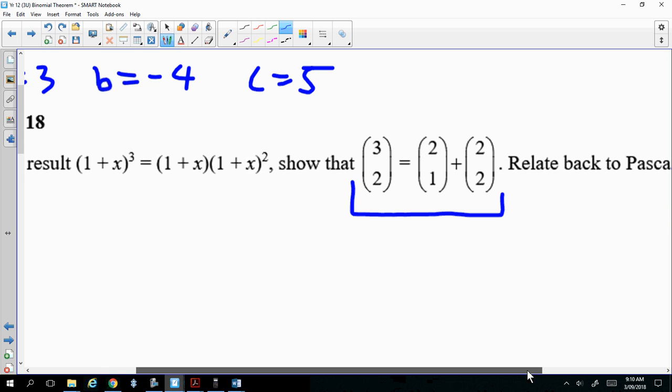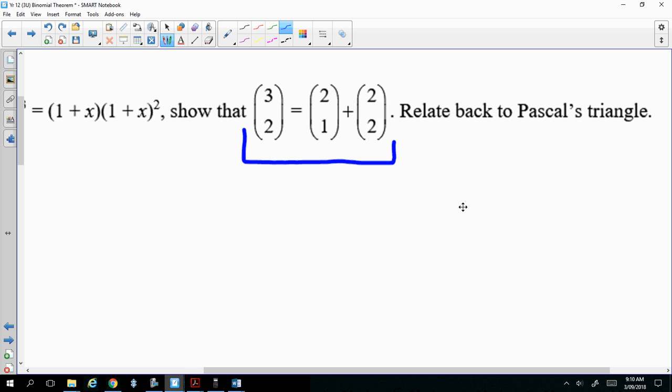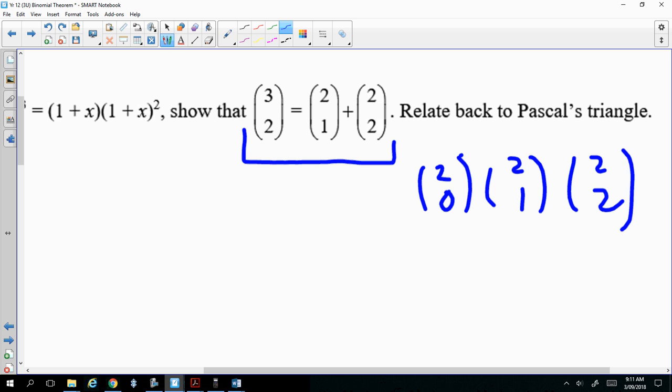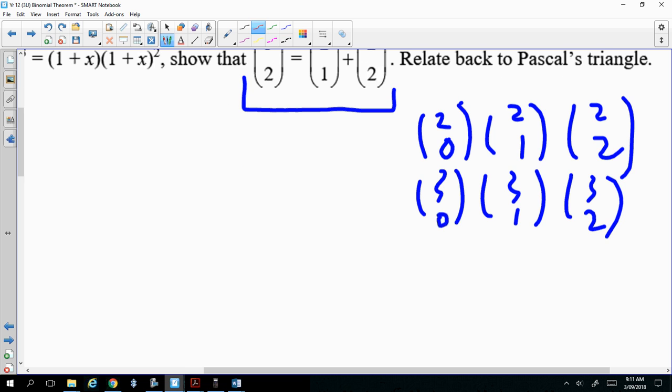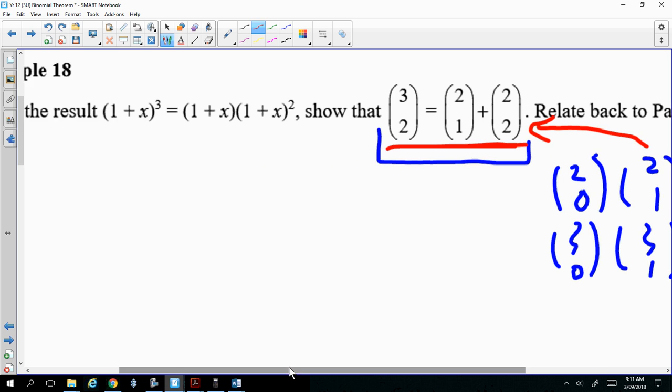Remember, this is the result from the Pascal triangle, because if I write the row, 2,0, 2,1, 2,2, and then 3,0, 3,1, 3,2, remember that if you add these two, it gives you that. That's the result of this, right? Now, we're going to prove it using this formula by writing (1 plus x) cubed as (1 plus x) times (1 plus x) squared.